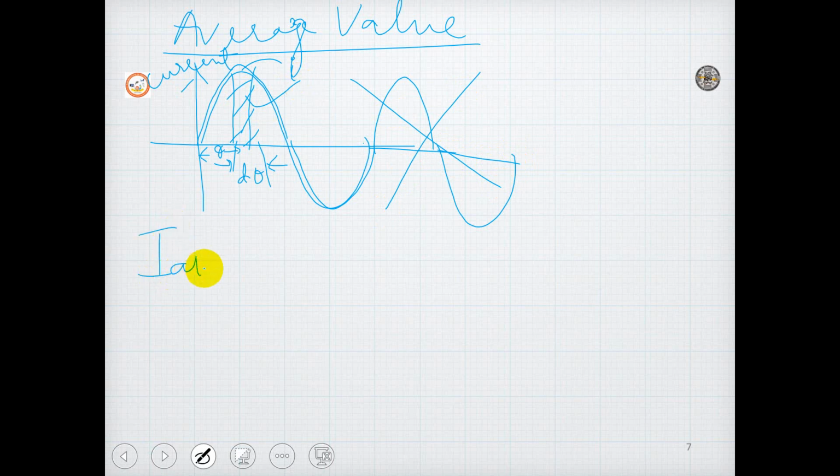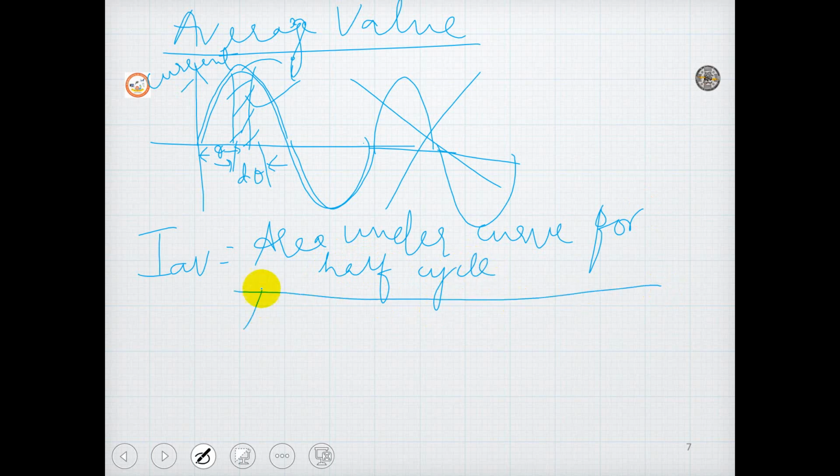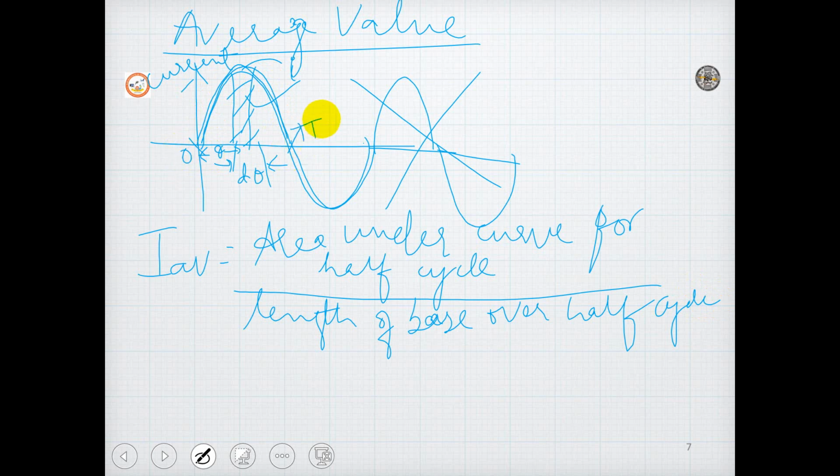So I average is given as the area under the curve for half cycle divided by the length of the base over half cycle. If you take the area under this curve, if I integrate from 0 to this value, say this is 0, this is pi, if I integrate between 0 to pi, I will get the area under the curve over half cycle.